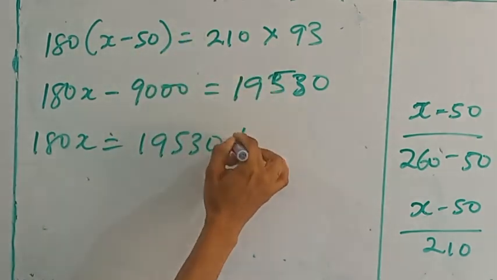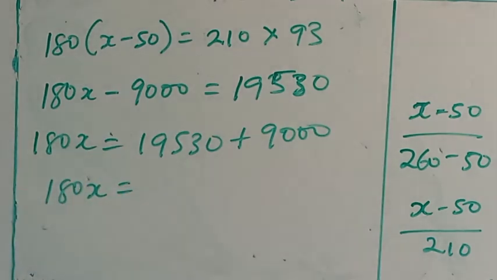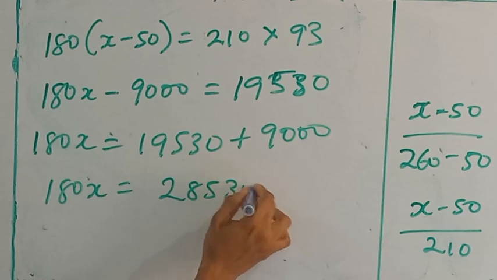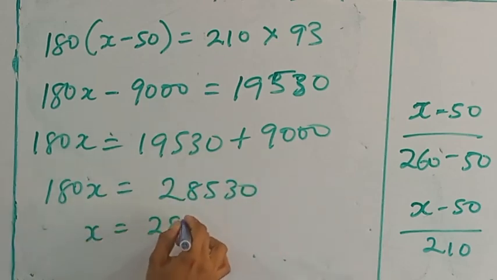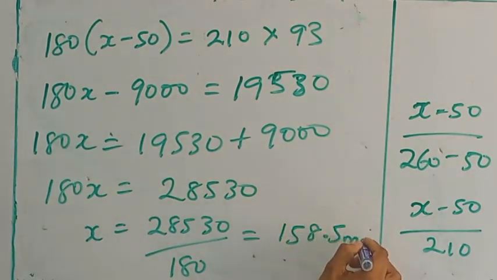So we'll go ahead and collect like terms. 19530, this one moving plus 9,000. That will give us x, and we'll get our final answer as 158.5 millimeters. This is how to solve this problem.